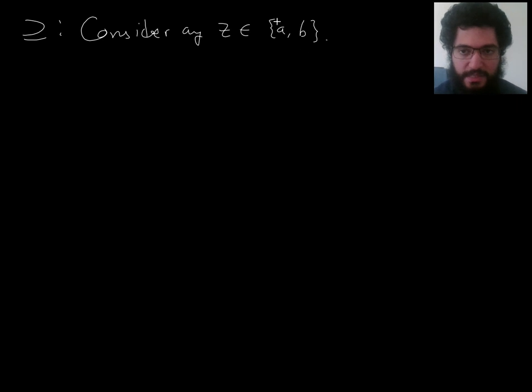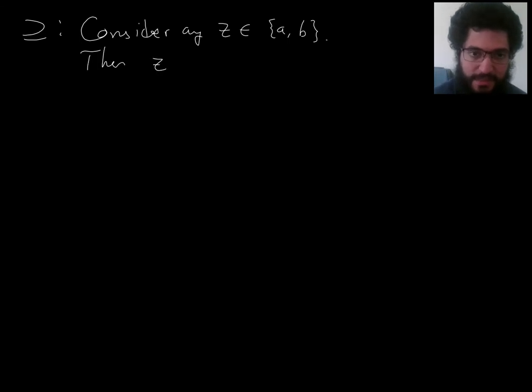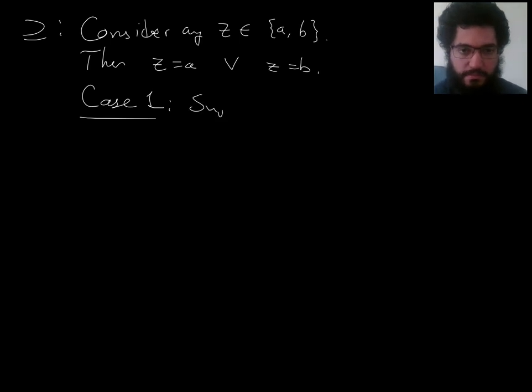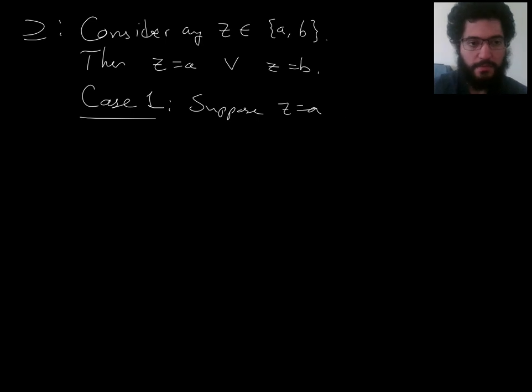So consider any z in doubleton AB. Now to get anywhere from here, I have to use the definition of doubleton. So that tells us that z is A or z is B, right? So then we get a case split. Case 1. Suppose z is A.